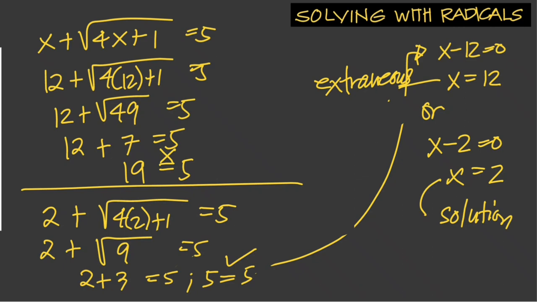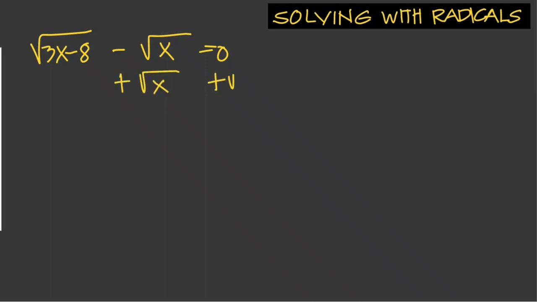So this means we must first isolate one of them before we square both sides. Say, for example, we're given square root of 3x minus 8 minus square root of x equals 0. We have here an even index, so that means we will have to check our answers later. So we first isolate the first root. We can add square root of x to both sides, or move negative square root of x to the right. So let's just add square root of x to both sides.